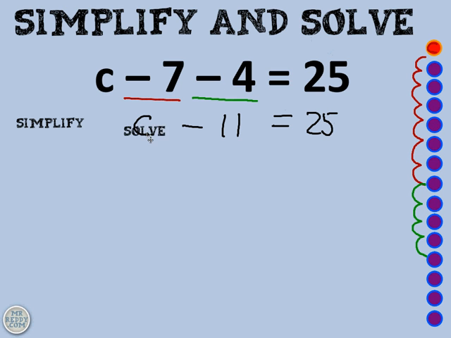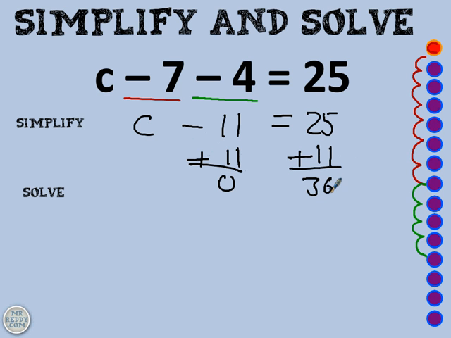Well, let's do the solving bit now. We've done solving equations before, so this shouldn't be difficult. What do we want to do? We want to leave C all by itself on one side of the equation, and we can do that by doing the inverse of what's going on here. So C has 11 taken away from it. In that case, we'll need to add 11 onto both sides. You get 0 there, and add 11 onto this side, and you get 36 here.